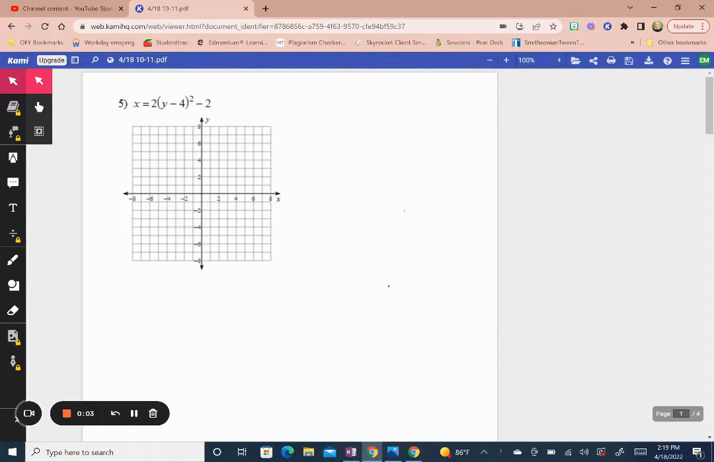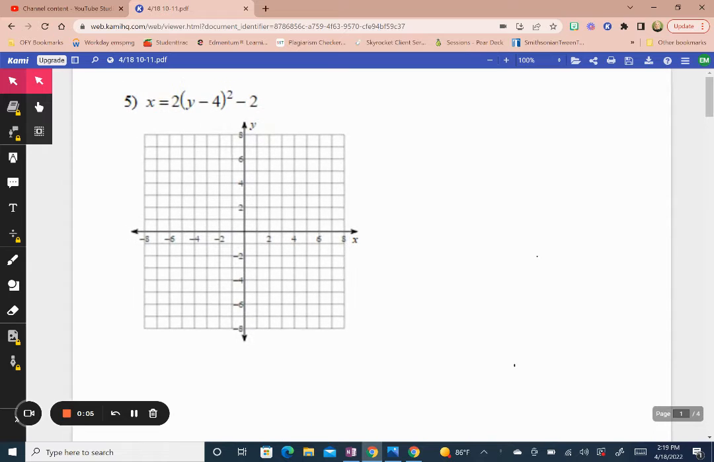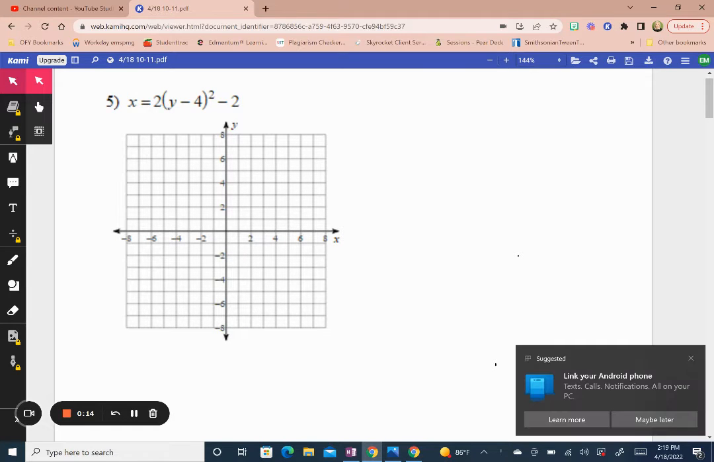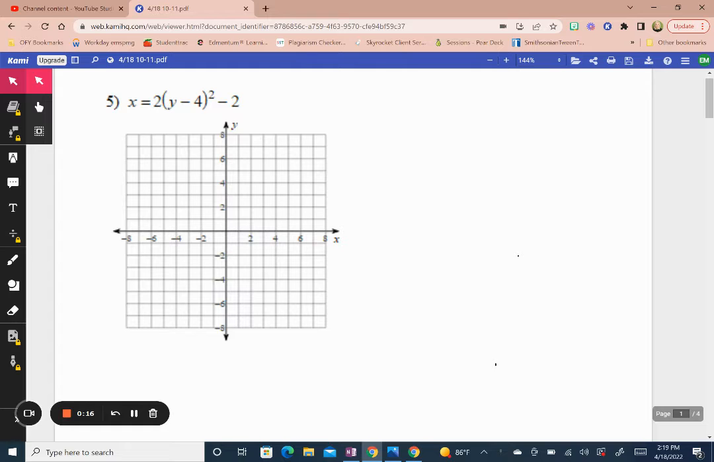Hey everybody, so this video is going to cover me graphing parabolas. These are going to look a little bit different. We're used to y equals x squared. These are going to have an x equals y squared format. So the first two I'm going to be covering are going to be in vertex form already.